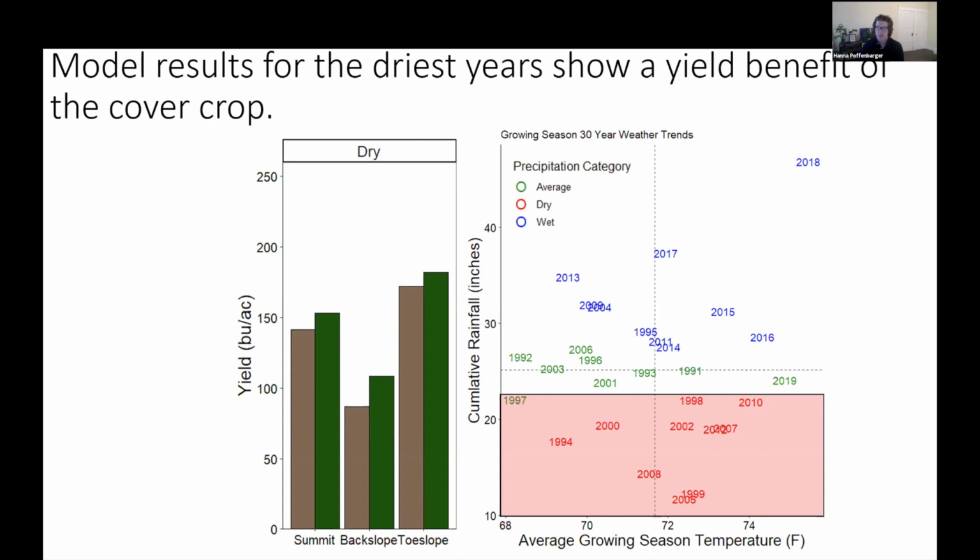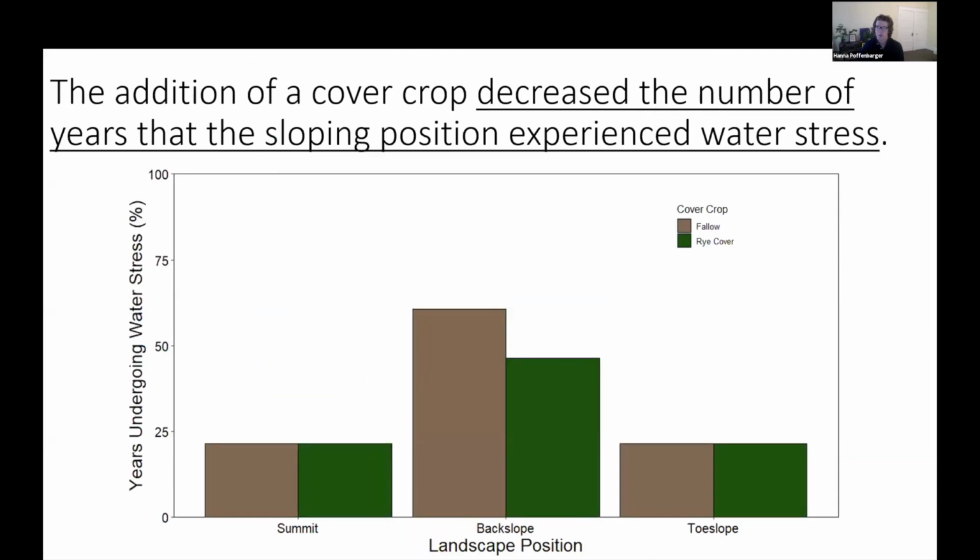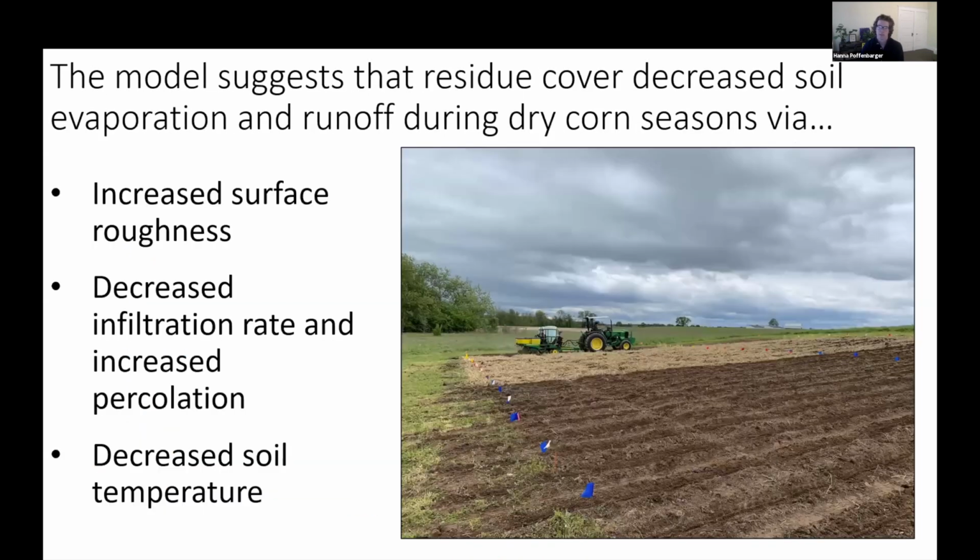In fact, we actually saw that the number of years that the backslope experienced a yield loss due to water stress decreased when that corn crop was following a rye cover crop. And so what seems to be happening is that having residue there from the cover crop during a dry corn season increases the surface roughness and makes it harder for water to run off from that sloping position. It decreases the likelihood that water will pool, and it increases the percolation down into deeper soil layers.